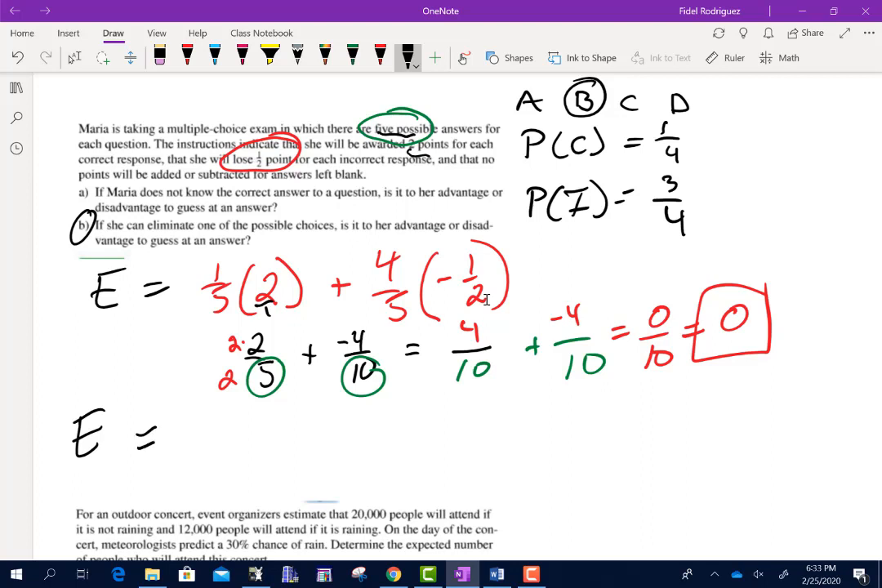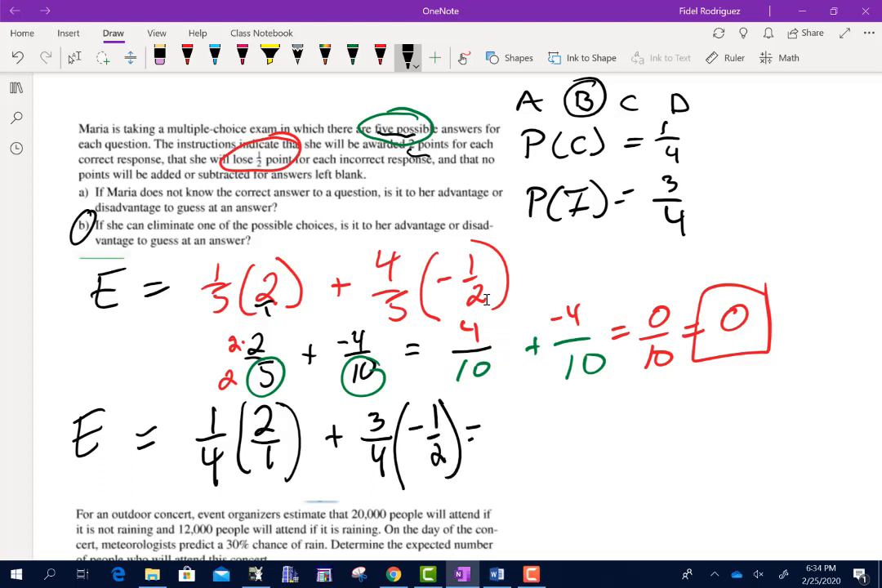So let's find the expected value for her to guess. The probability that she guesses correctly is 1/4. Remember, she gains 2 points. I'm going to think about that as 2 over 1. The probability that she guesses incorrectly is 3/4. She loses half a point when that happens. So again, if I multiply straight across, that's going to give me 2 over 4 plus a negative 3 over 8.